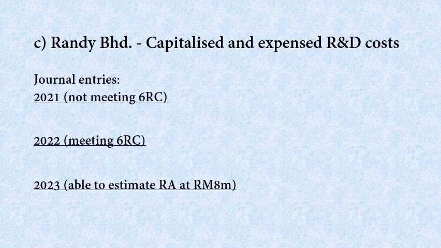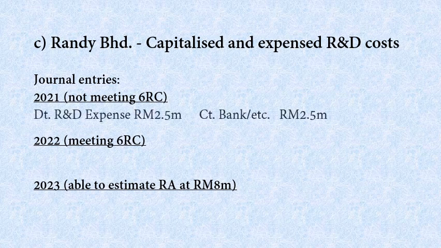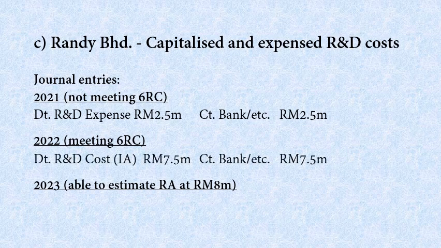As for the journal entries, in 2021, the firm incurred 2.5 million development costs, but at that point, the project had not fulfilled the 6 recognition criteria, thus the entire amount of 2.5 million must be expensed. In 2022, this is when the project eventually fulfilled the 6 recognition criteria, therefore we can now defer the cost. So we debit research and development cost account 7.5 million and credit bank or any other relevant accounts 7.5 million as well.